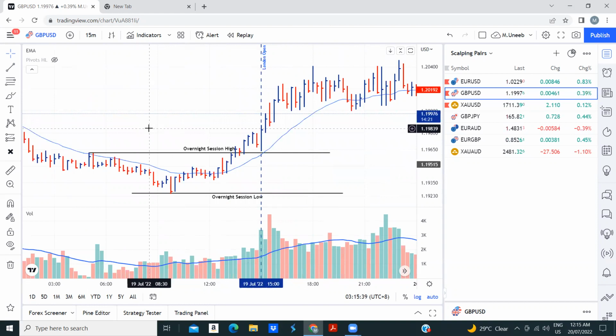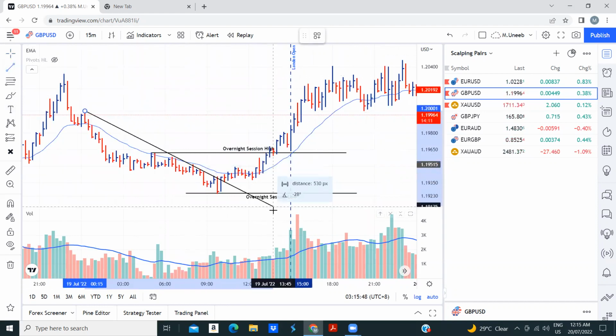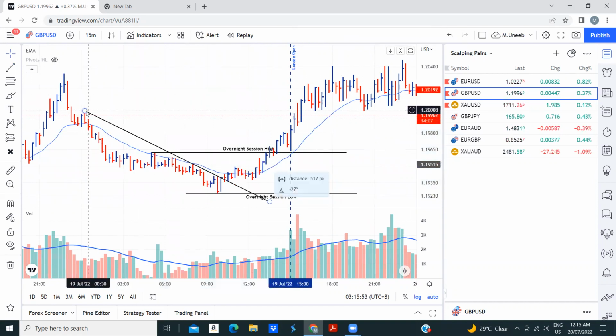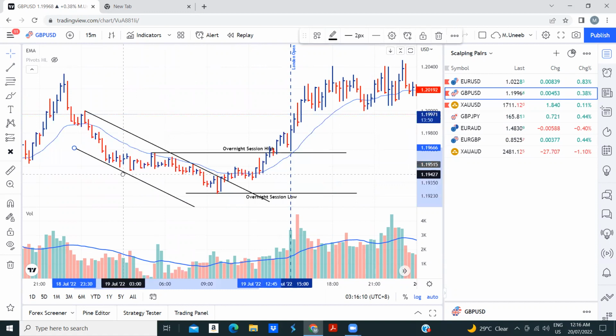So let's determine the bias of the structure, the Wyckoff structure here. If you draw this and this bar here, this is a second high low. This is the first higher low after this high, and this is the first lower high after this high. So we can join these points and draw the channel, and then we can draw the intermediate line over here from this point.